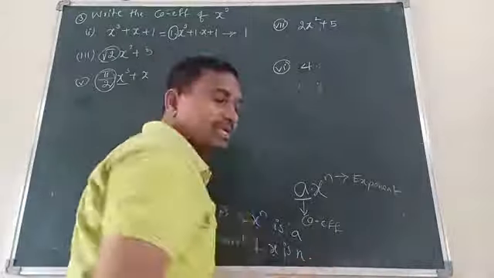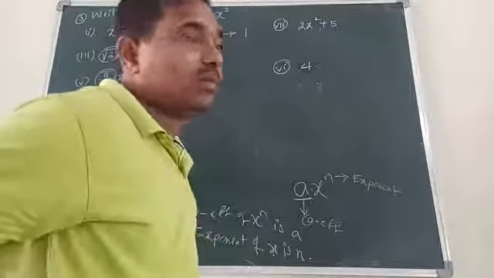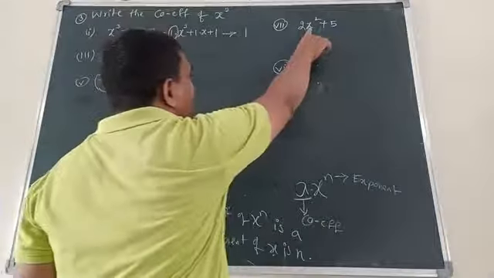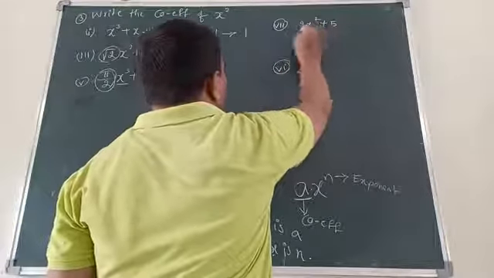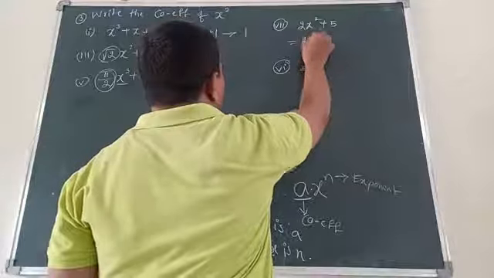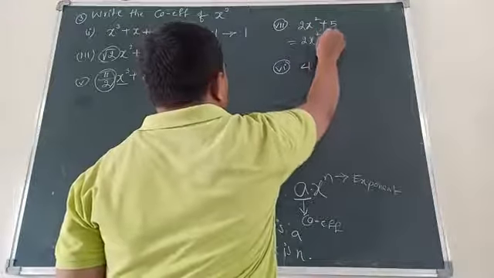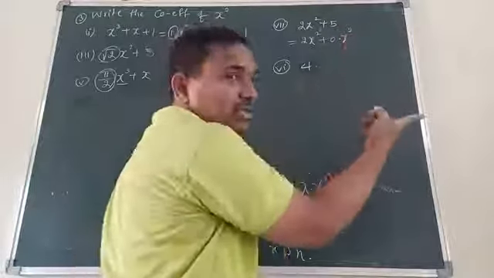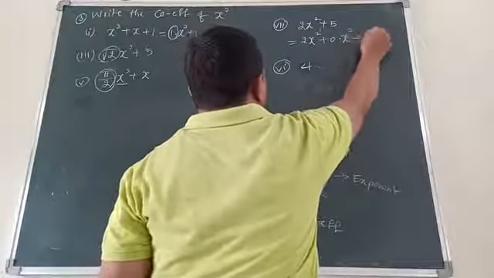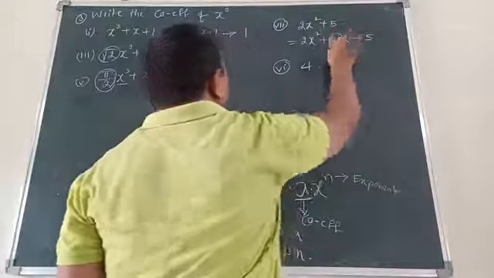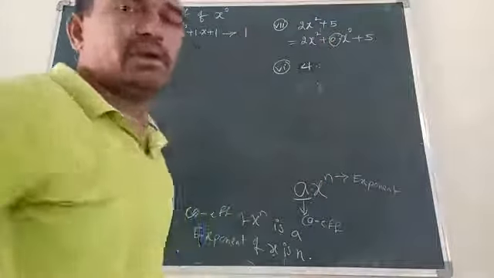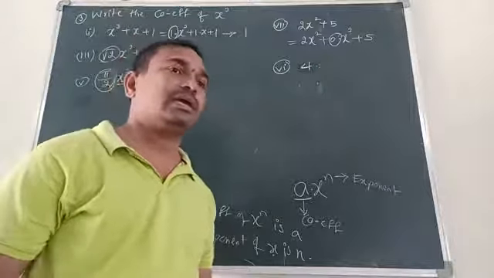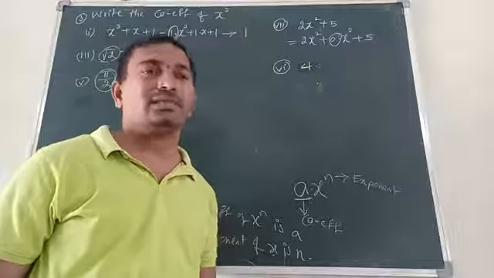Now here this is a polynomial. In this, is x cube term there? No. Where is x cube? This is x square. 2x square plus 5. There is no x cube term, but we can write 2x square plus 0 into x cube plus 5. So what is the x cube coefficient? 0. If the polynomial does not contain the term, indirectly that coefficient is 0.